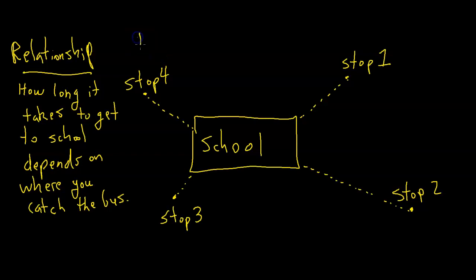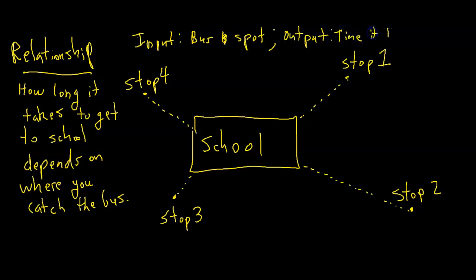In this case, our input would be the bus stop, right? Our input would be the bus stop. If I can spell correctly today, our input would be the bus stop. And what would our output be? Our output would be the time it takes to get to school, right? Hopefully that makes sense. The input will be your bus stop, and the output will be the time it takes to get to school.